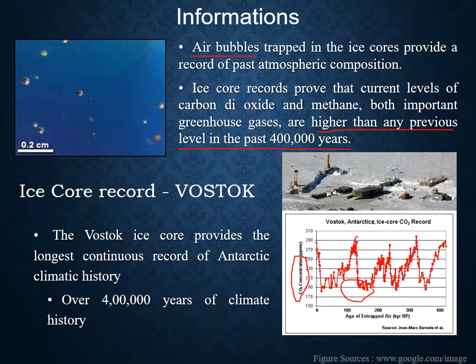Now we all know that as carbon dioxide is an important greenhouse gas, it has a significant effect in increasing the global average temperature. So we can predict that during those times when the carbon dioxide level in the atmosphere is high, the average temperature of the earth was relatively warm, relatively high.